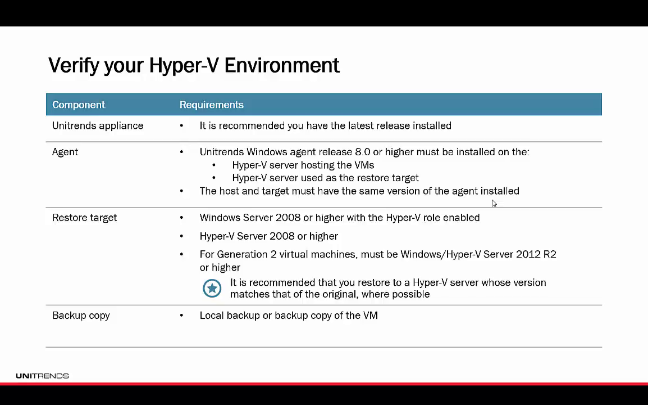It is recommended that you restore to a Hyper-V server whose version matches that of the original where possible or higher. You really can't go backwards. Right? You can't even go from 2012 to 2008, especially Generation 2. Now remember, you are coming off of a backup copy. It could be imported back as a local backup or a backup copy of a VM as well. You can bring those back from media, and then once they're on the local appliance, you can restore those out as well, just like a local backup.